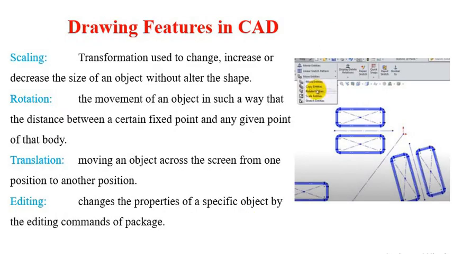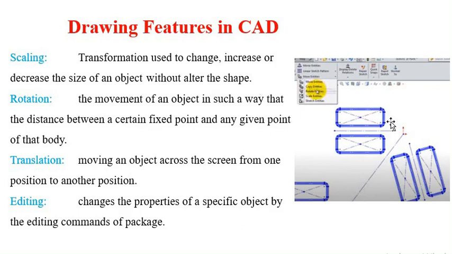Now we will discuss some of the drawing features available in the CAD software. First of all, scaling is the transformation used to scale the component or object. That means we can increase the scale of this object, or we can reduce the scale without altering the shape. So we can change the scale.